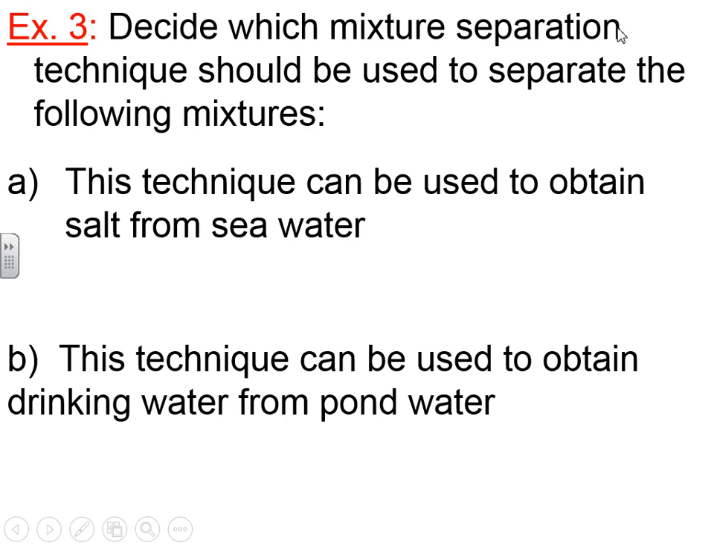Here it says decide which mixture separation technique should be used to separate the following mixtures. So we have a technique that we want to use to separate salt from seawater. So salt can actually be obtained from seawater because seawater is very salty. And if you take a bunch of seawater, which has a bunch of salt dissolved in it, usually there's more than one type of salt in the seawater.